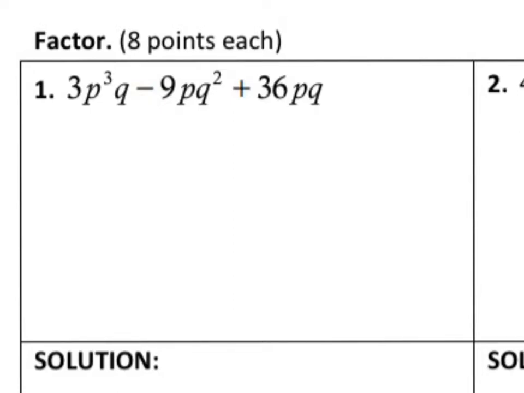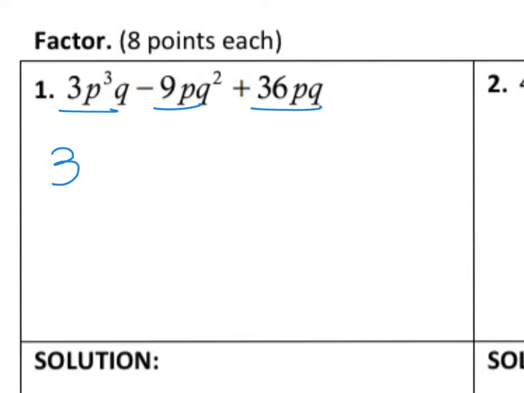Okay, number 1 asks us to factor, so remember that the first rule in factoring is to find a GCF, so I need to find the biggest number that can evenly divide into each of these terms. So it can't be any bigger than my smallest number, which is 3, and I know 3 goes into 9, and I know 3 goes into 36. So first let's pull out a GCF of 3.